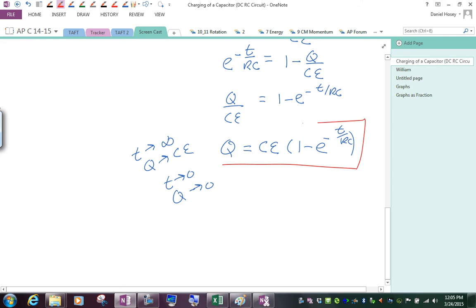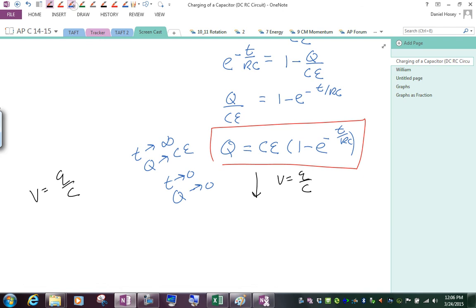So we have an expression for the charge at any time. Now we're also interested in the voltage and the current. Well, voltage is going to be the same as Q over C. So all we do is we take this and we divide it by C, because V equals Q over C, and that's going to give us that V is simply E times 1 minus e to the negative t over RC.